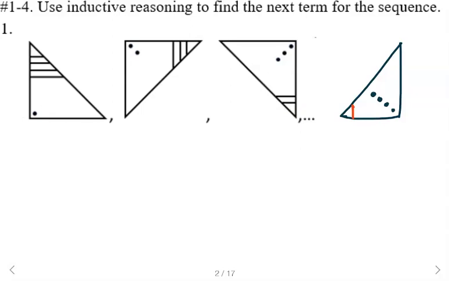All right, so the triangle's rotating in a clockwise manner, 90 degrees. The dots are increasing by 1, and then the lines that are parallel to one of the legs are decreasing by 1 each time. We start out with 4, then 3, then 2. Now this next one would have 1. All right, so everything looks approximately good.